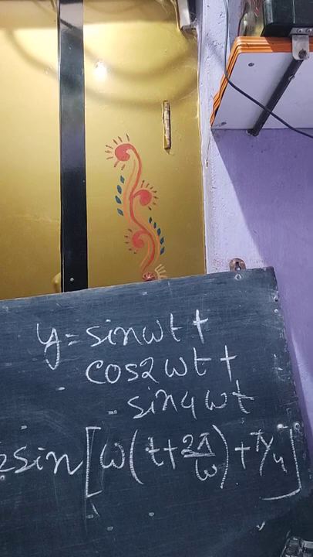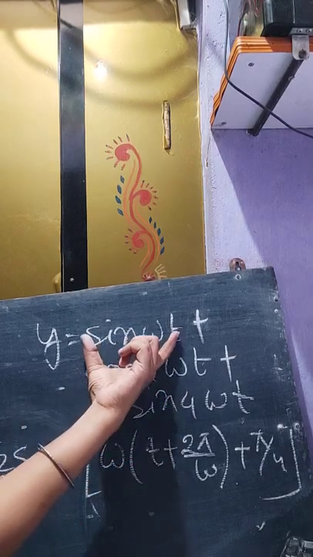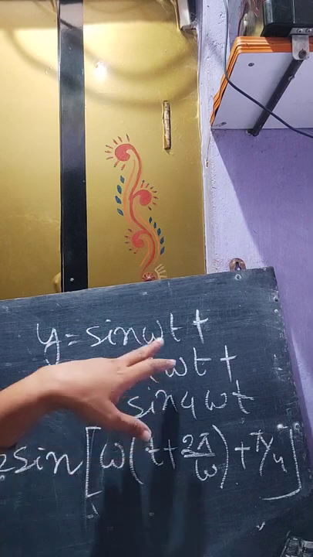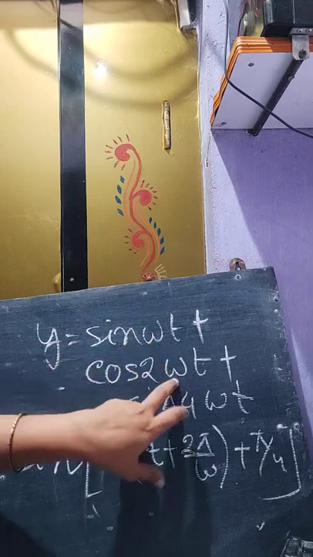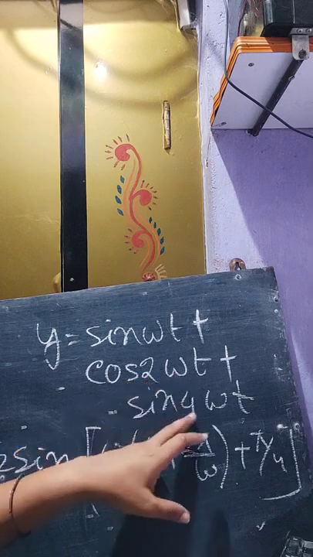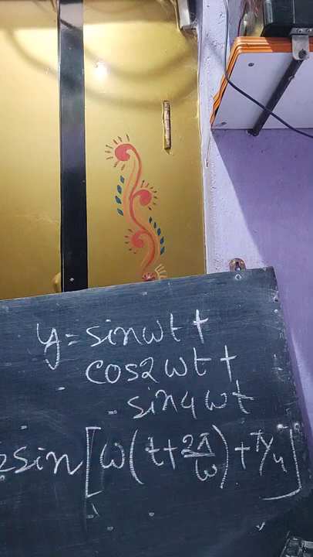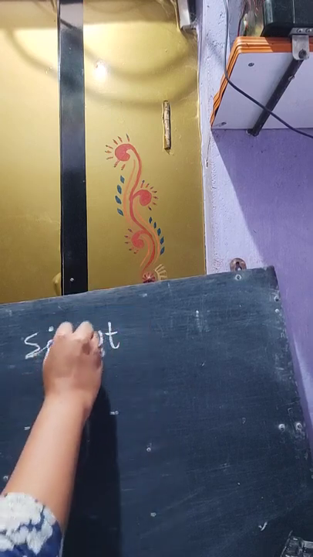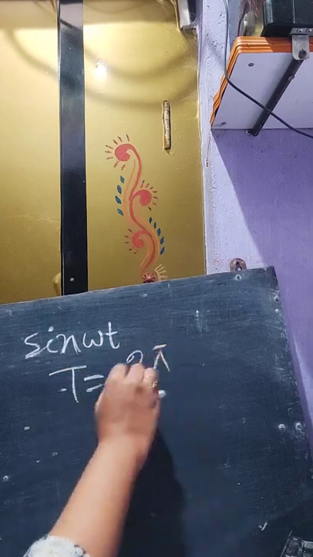Therefore, it can be noted that each of these terms represents a periodic function of different time period. What is the time period of this? That is omega. What is the time period? That is 2 pi. Here it is 2 omega and here it is 4 omega. Since the period is the least interval of time after which a function repeats itself, sine omega t has the time period T, that is 2 pi by omega.